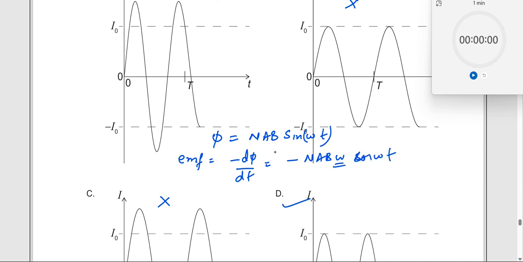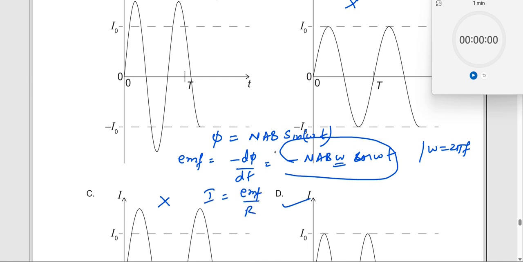Now you see this omega is nothing but 2 pi f, where f is the frequency. Now in the new setup, what has happened? This f has increased, right? So when f is increasing, then automatically this whole quantity will also increase. This is EMF, of course. The current I should be equal to EMF divided by resistance.